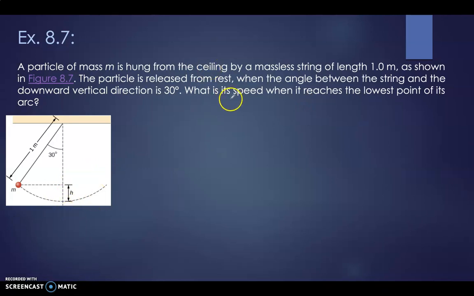So we want to know its speed. Whenever we want to know speed, it's going to be related to kinetic energy, right? So kinetic energy is 1/2 mv squared. So we'll need to use the conservation of energy idea in order to solve this. So we've got energy is equal to the change in kinetic plus the change in potential.